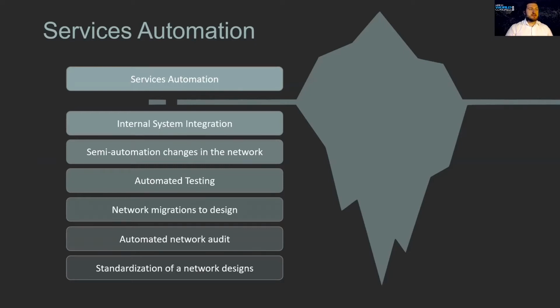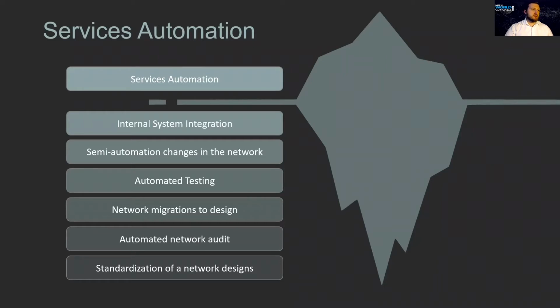The first stage is standardization of network designs. It is a hard and very important stage because automation always needs an up-to-date version of network documentation. The second stage is automated network audit. Before applying the configuration automatically, you need to learn how to read the configuration of the network devices and compare it with the reference templates. The third stage is network migrations following the design template.